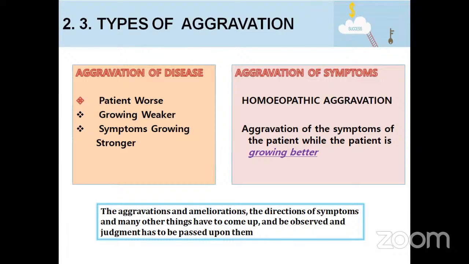He tells us that the aggravations and ameliorations, the direction of symptoms, and many other things have to come up and be observed, and judgment has to be passed upon them. Coming to the 12 observations, before that he gives an introduction on what an aggravation is, what an amelioration is, the types of observations, and how we can identify such aggravations in a patient.